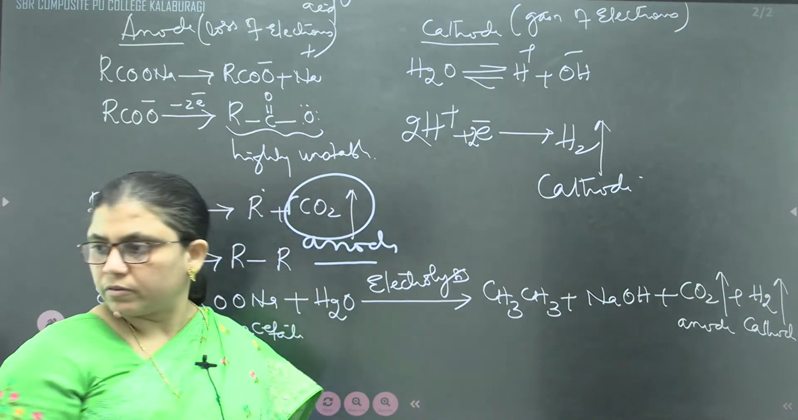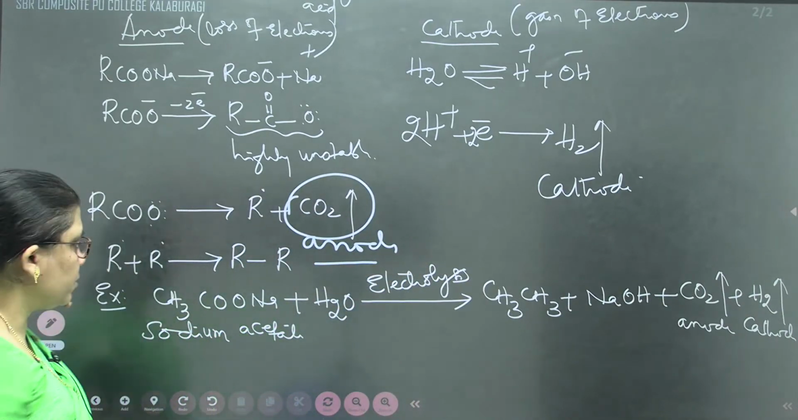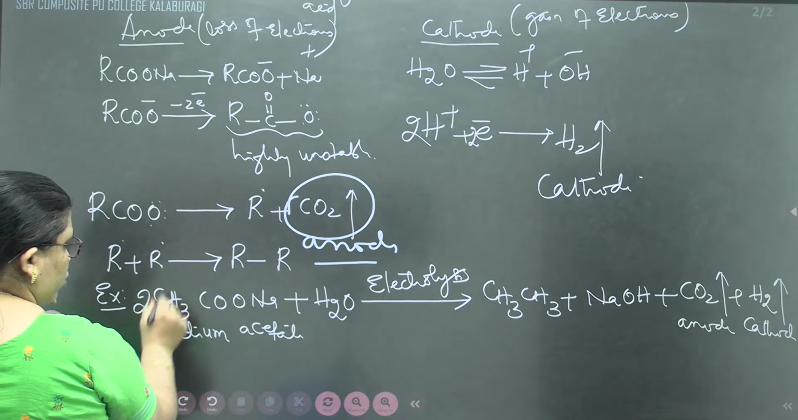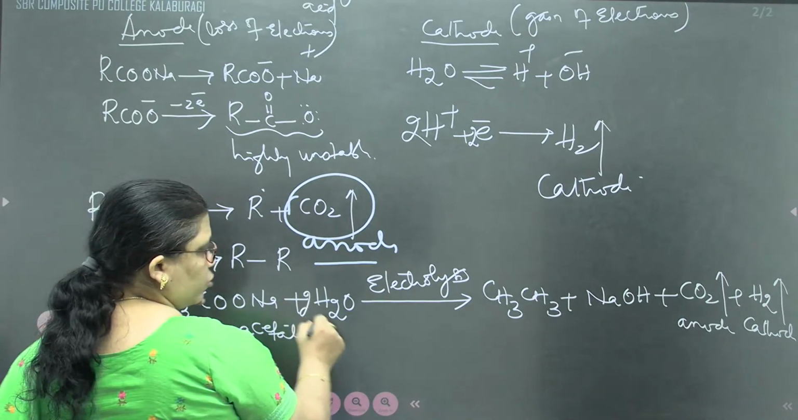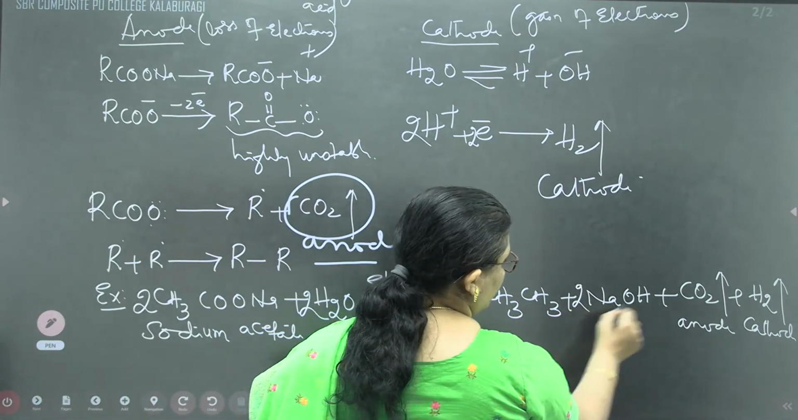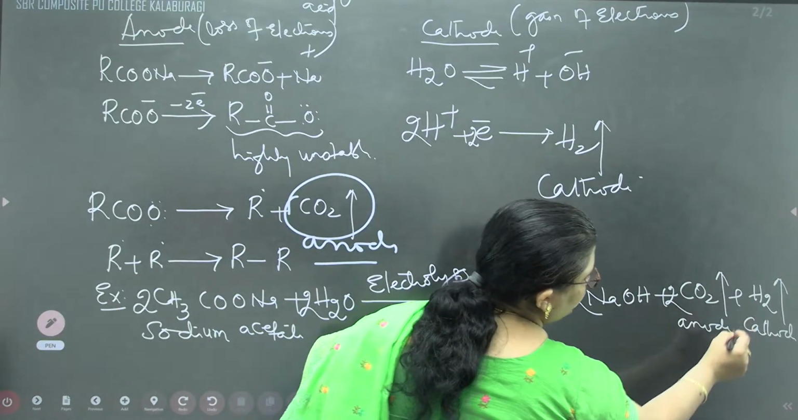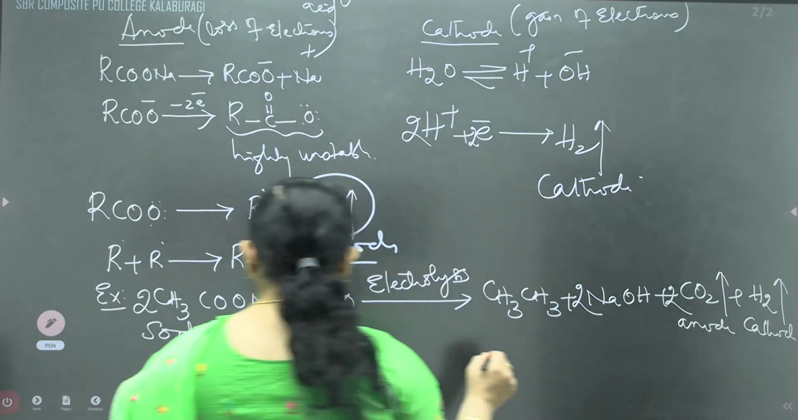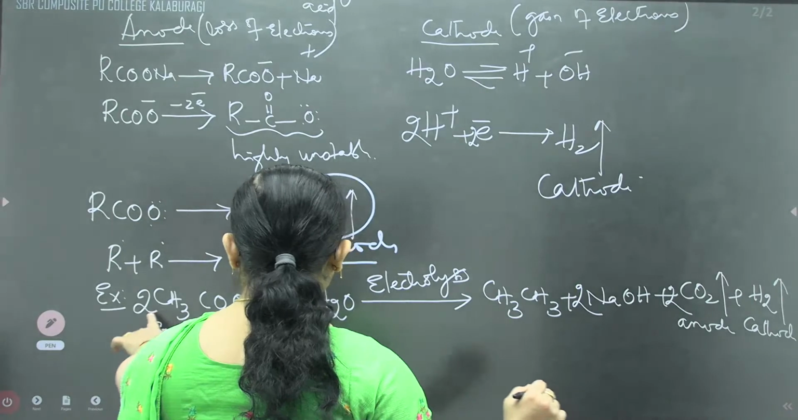Hydrogen at cathode. Is it visible? Yes, it is visible. We'll balance the equation. 2 moles, this will also be 2 moles, CH3, this will be 2, this will be 2, this will also be 2. Na, 2 2s are 4.